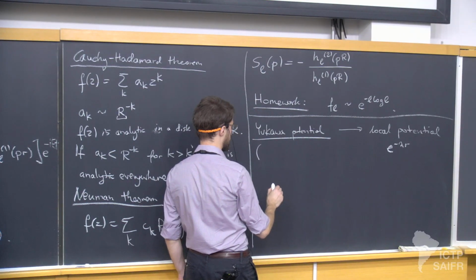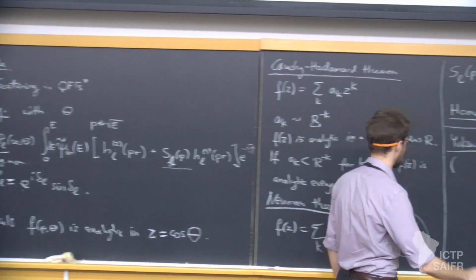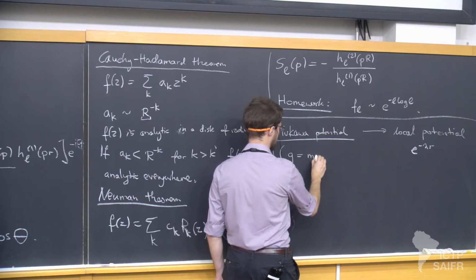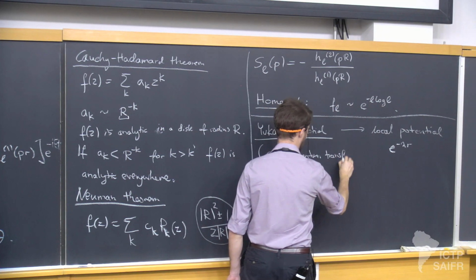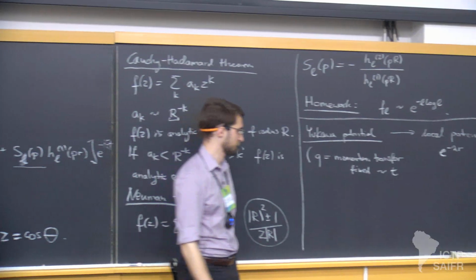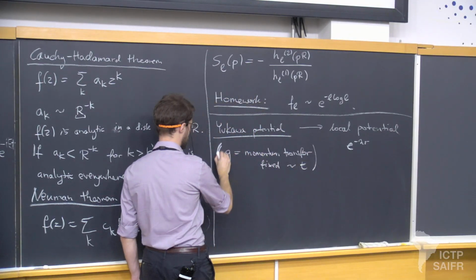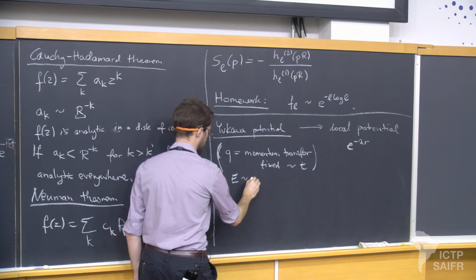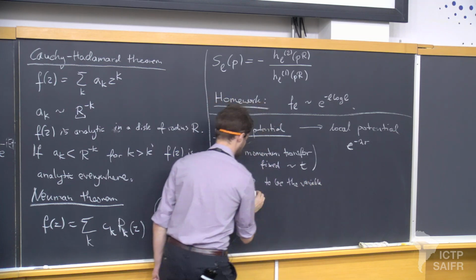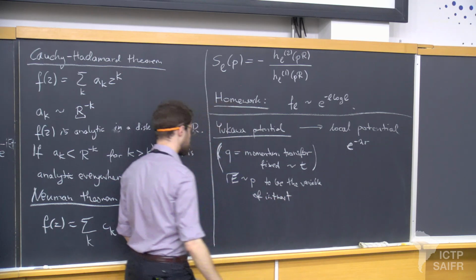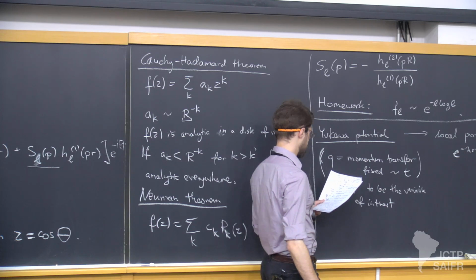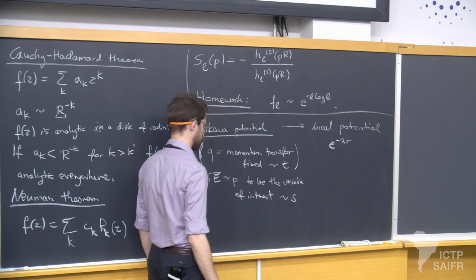So when I talk about this, and I'm talking in the context of angular dependence problems, we need to fix some variables when we discuss that. So momentum transfer will be considered fixed. And this is like fixing the Mandelstam T variable in the relativistic case. And we will consider energy, which is, again, momentum, to be the variable of interest. And this is like Mandelstam S in the relativistic context.